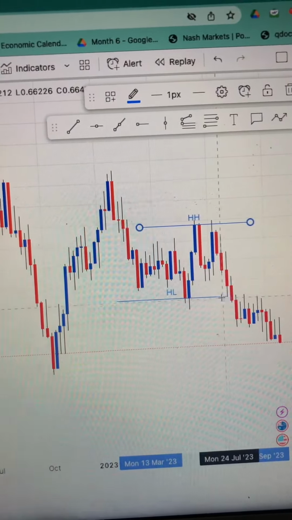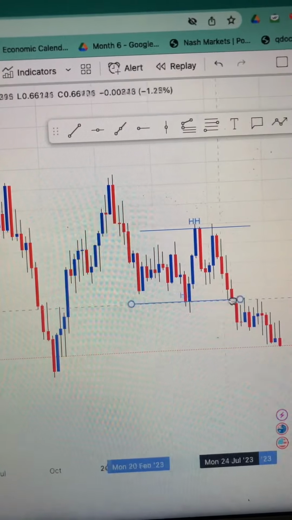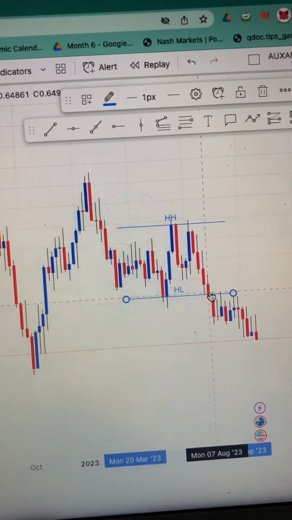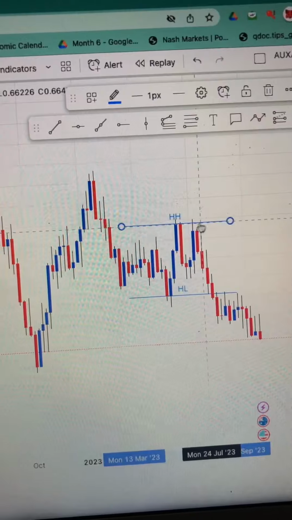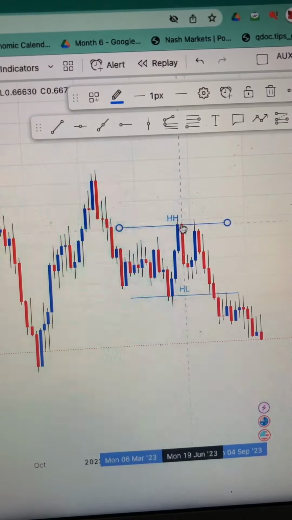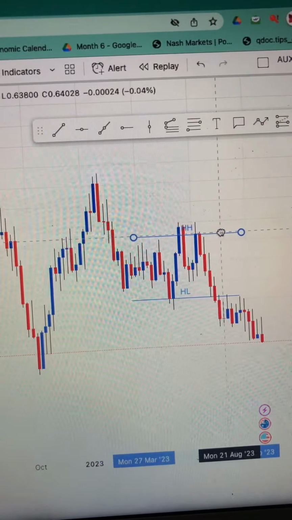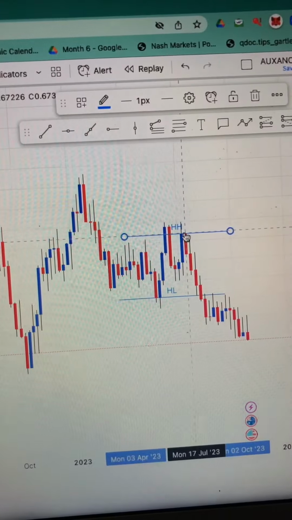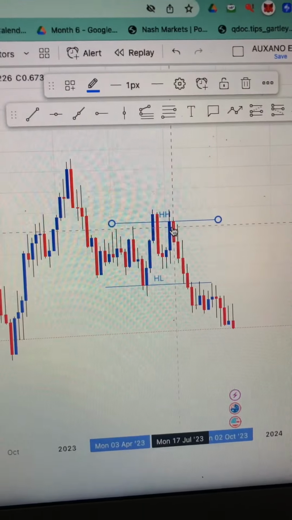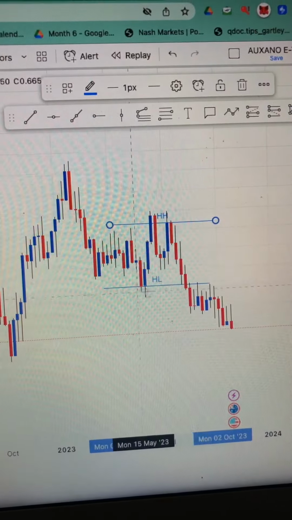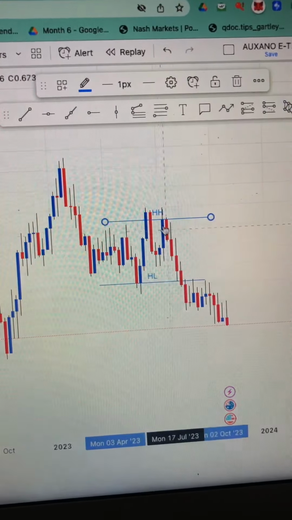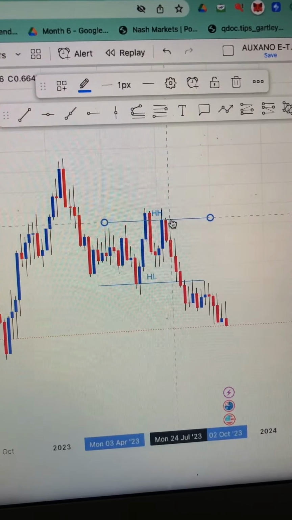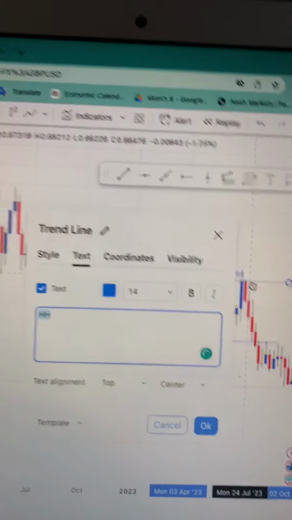Yeah, then the moment it failed, it caused a break of structure right here, which was as a result of, I'm not going to take account of this level here, but rather I'm going to take account of this level here, because this was the area where momentum built up that led to a break of market structure. Okay, so this is now the new lower high.